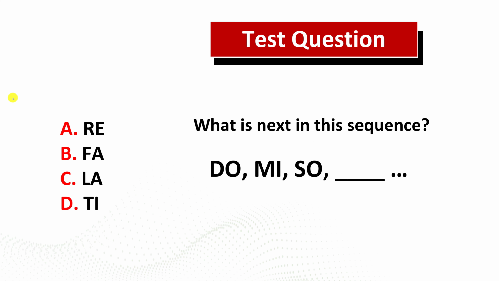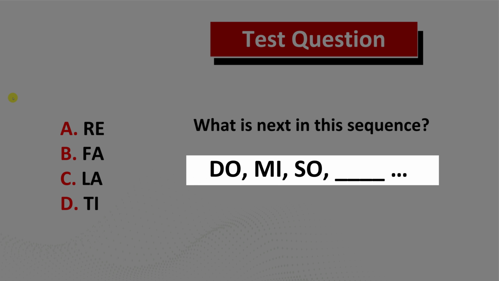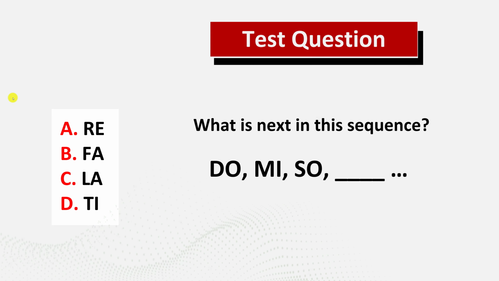And now here's the question for you to try. What is the next item in the sequence? And you have a series of items, do, mi, so, and then the next item that you need to determine. And you have 4 choices: re, fa, la, ti. Do you think you know the answer? Feel free to pause this video and try to solve it.